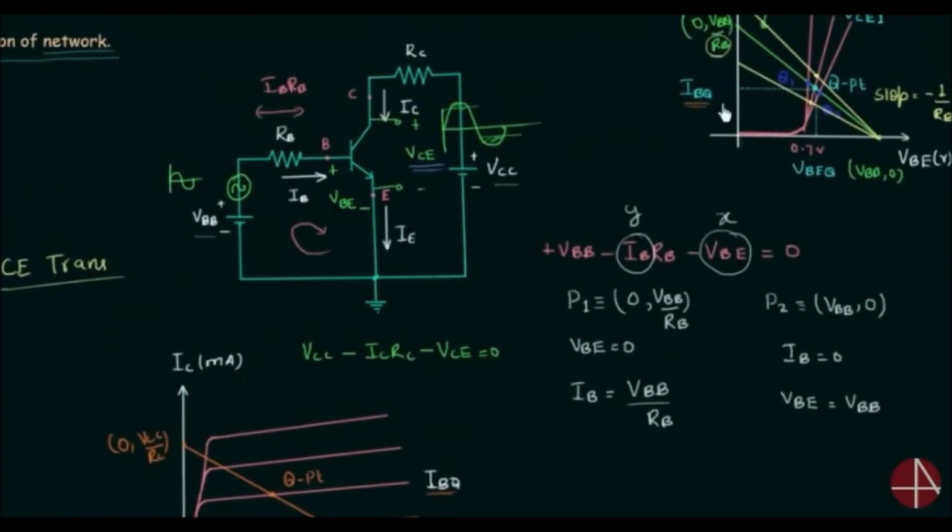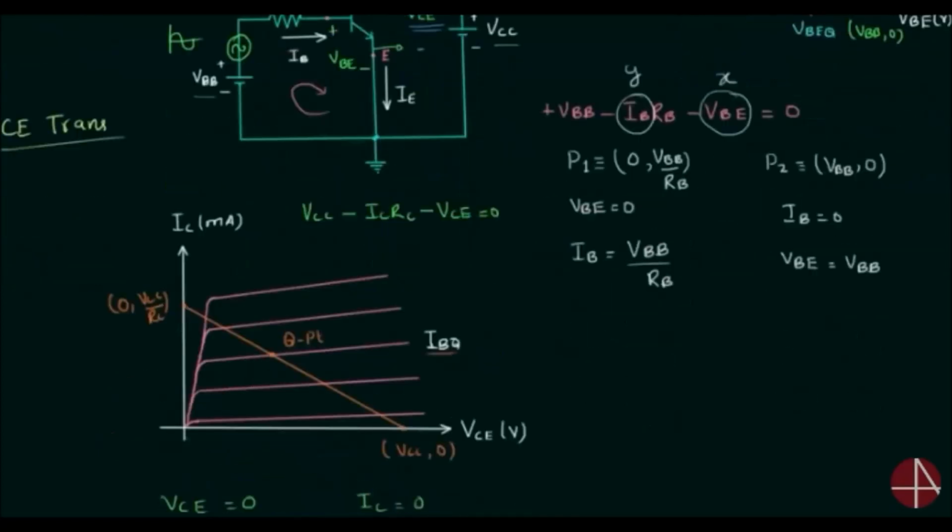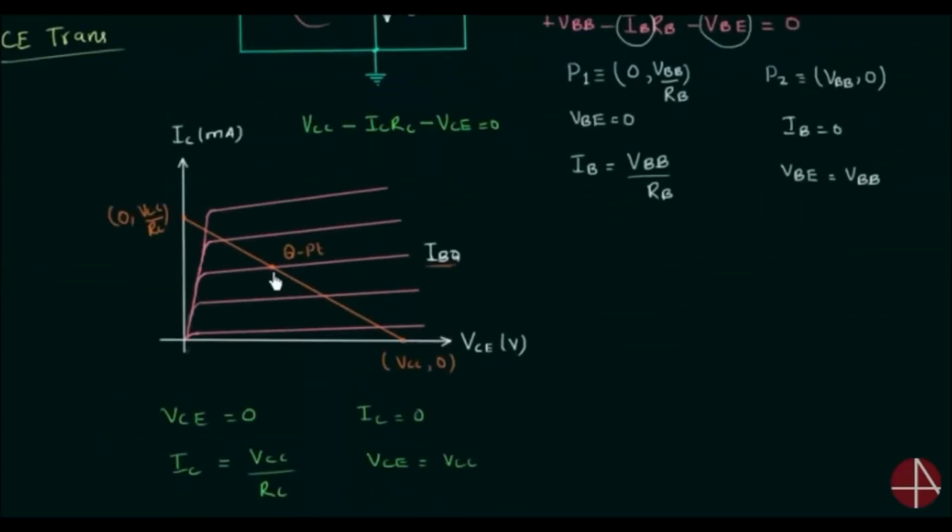The base current was IBQ. So the operating point is this point, and we can easily obtain the coordinates of the operating point. The x coordinate is equal to VCEQ and the y coordinate is equal to ICQ. Q in the symbol represents the operating point or the quiescent point. So this is all you have to do in case of output operating point.